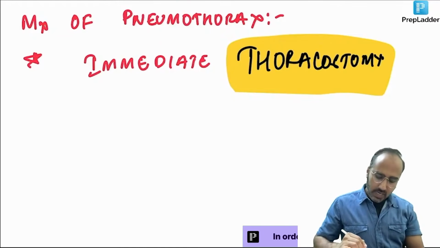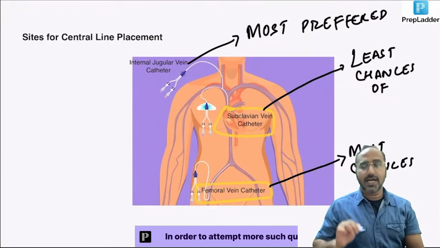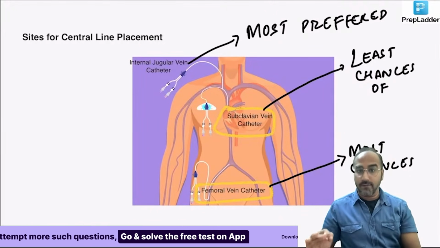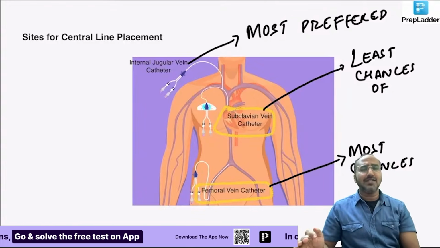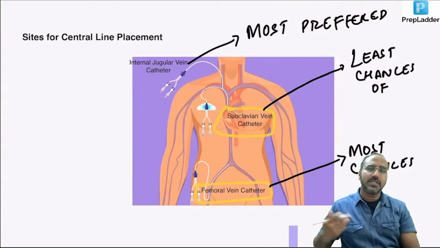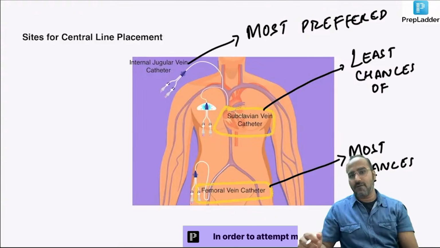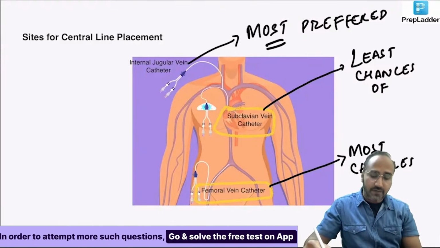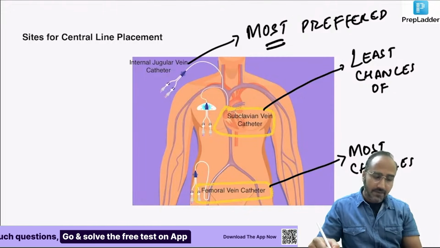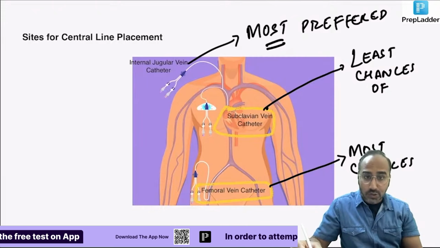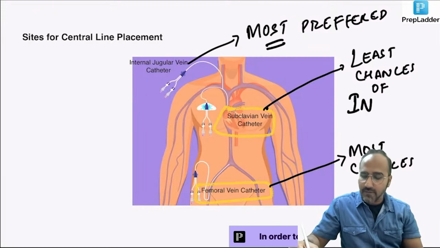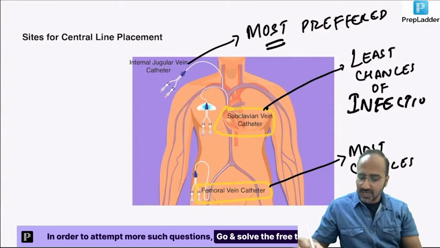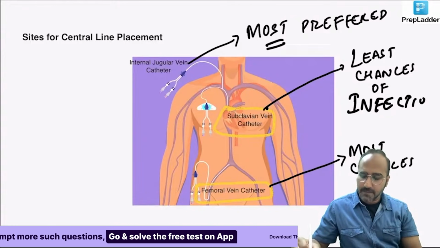Right? Now, regarding central line insertion, guys, in the question there was no mention of which central line was placed. Central line is basically a catheter which can be kept into the larger veins, larger blood vessels. You can choose internal jugular vein, which is the most preferred site. You can choose subclavian vein; if you choose subclavian, there is least chance of infection. Or you can choose femoral, where there are more chances of infection.